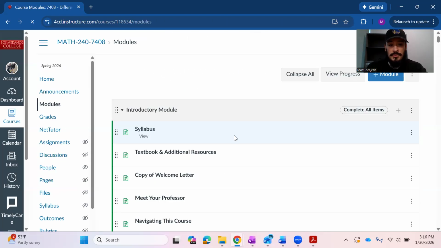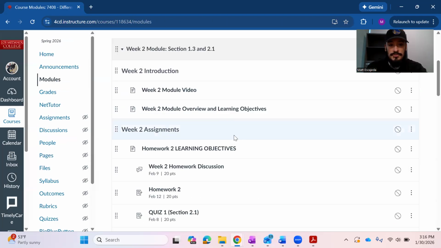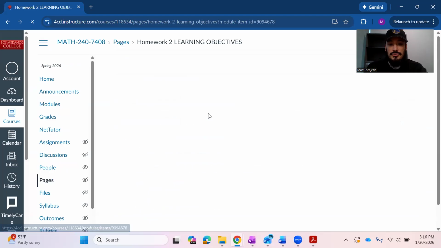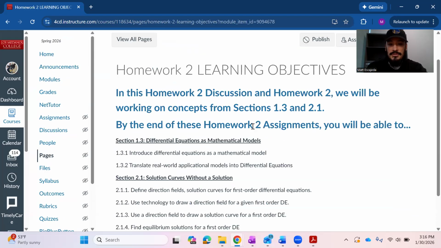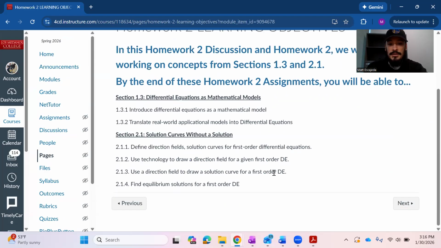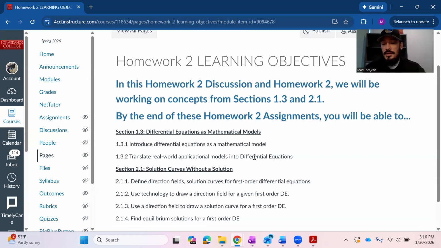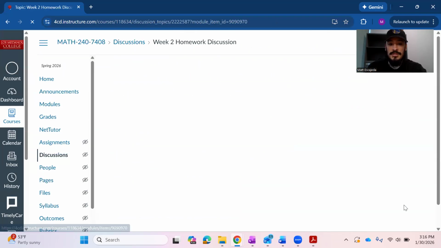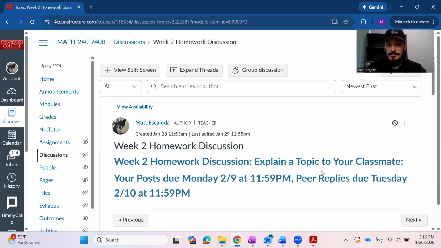Okay, so let's keep going through the module. We got a couple assignments for this week. Here's the homework two learning objectives, just the learning objectives from 1.3 and 2.1 that you would need to demonstrate on the homework assignments from sections 1.3 and 2.1. And so we have our second discussion, week two discussion.